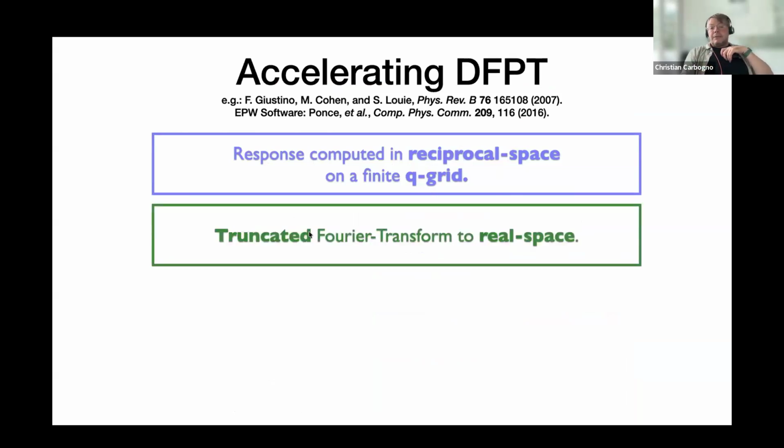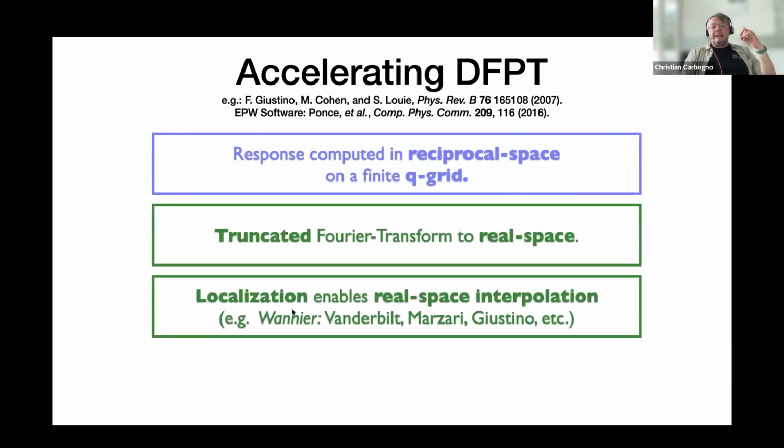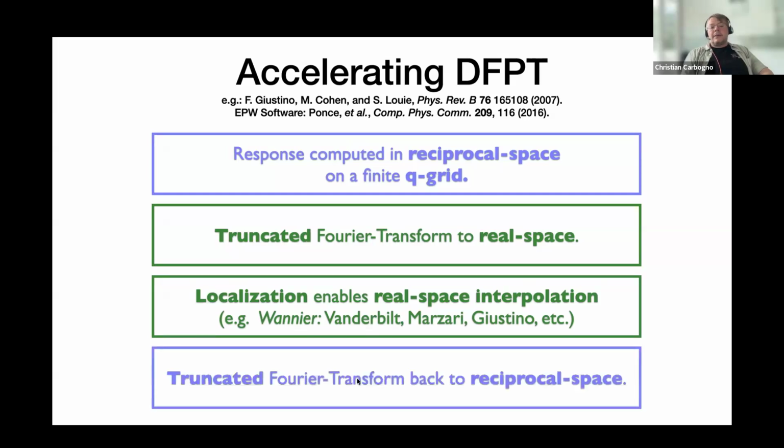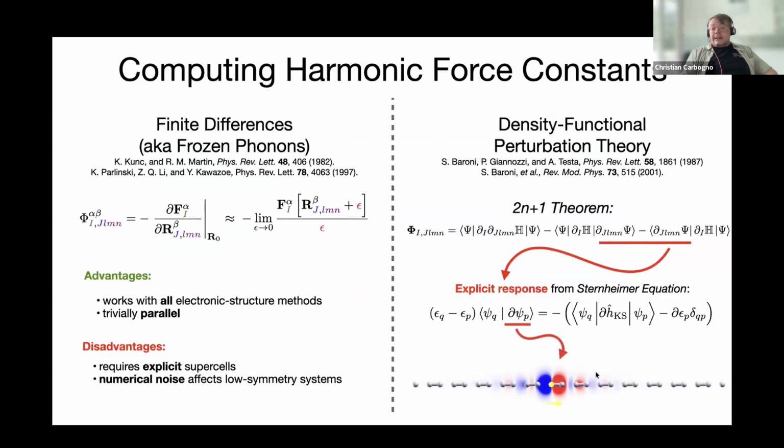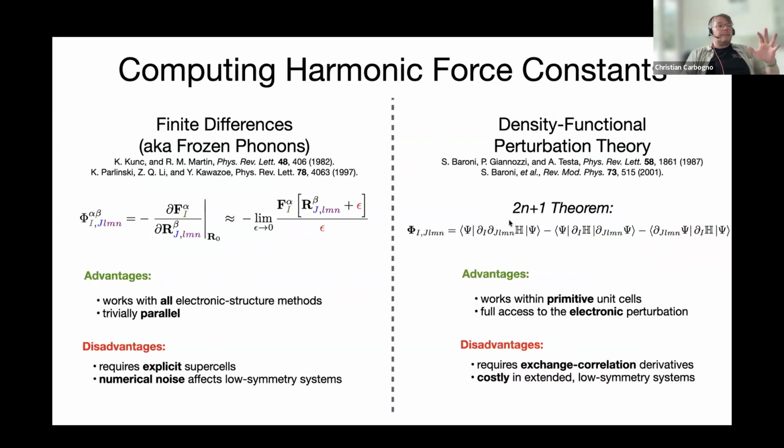Then you do a Fourier transformation to real space. There it is easy to interpolate because these things are localized. This is what is usually done with Wannier types of codes. And then you can Fourier transform back to reciprocal space and really cover your whole Brillouin zone. And this, in the end, gives you the properties that are needed to get all this explicit response and calculate these Hessian properties. Good.